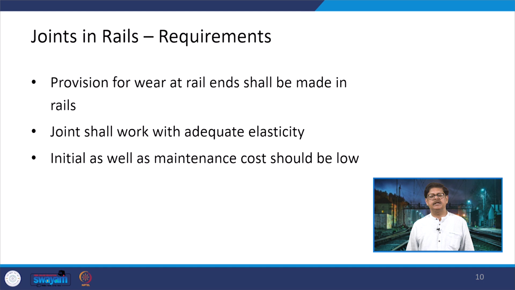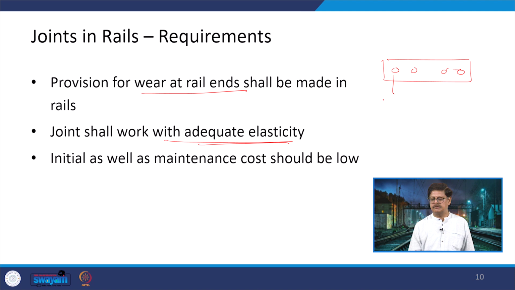Then provision for wear at the rail ends shall be made in the rails. This is an aspect because you cannot remove the wear totally; there is going to be wear with the passage of time and the movement of trains at that particular location. So, you can make some allowance for that. The joint shall work with adequate elasticity; it should not be a very rigid joint. That is why, when we use these fish plates with the bolts inserted, some extra gap is provided, so that if there is a movement of the rail, this movement is allowed.